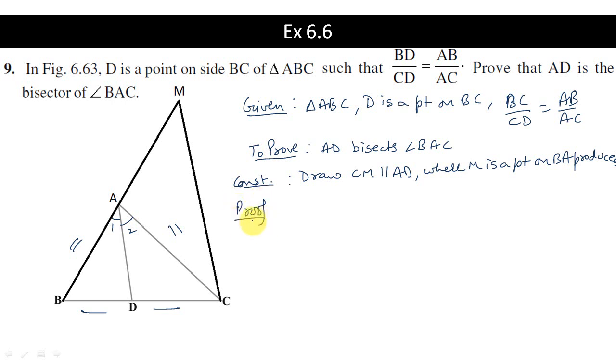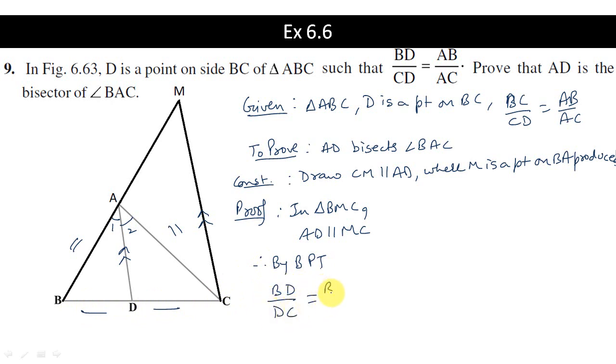Proof. So now we know that in triangle BMC, AD is parallel to MC. So if AD is parallel to MC, therefore by basic proportionality theorem, what you will get is BD upon DC is equal to BA upon AM. This is equation number 1 by basic proportionality theorem.